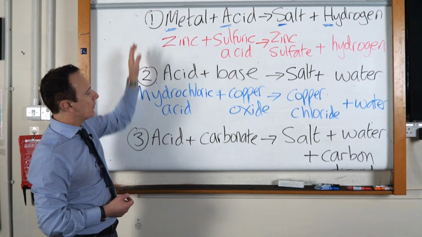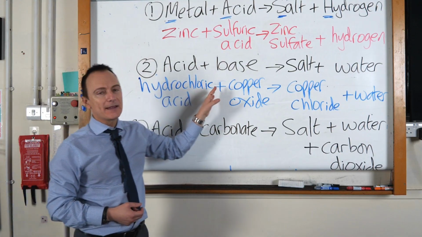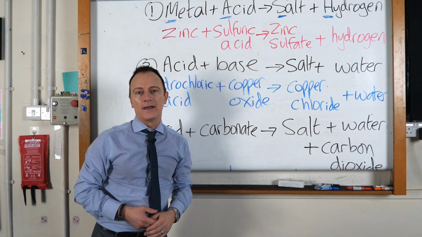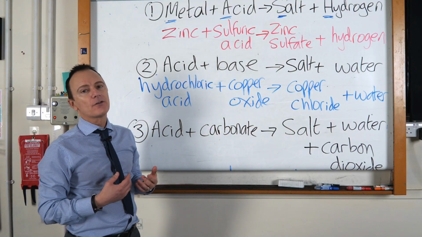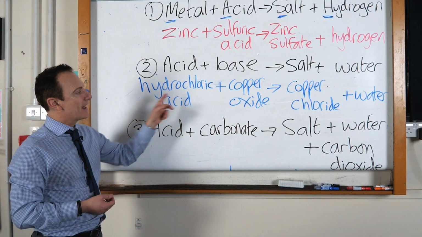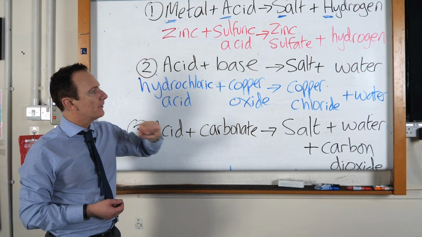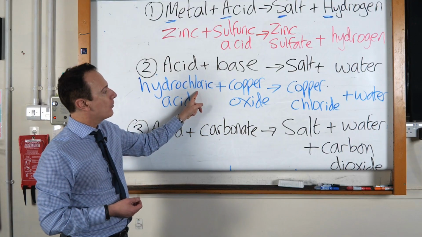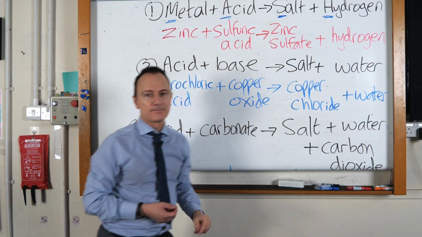The second way of making a salt is an acid and a base makes a salt and water, and an insoluble base is often a metal oxide. So if we had hydrochloric acid and copper oxide, the salt would be copper chloride and water.